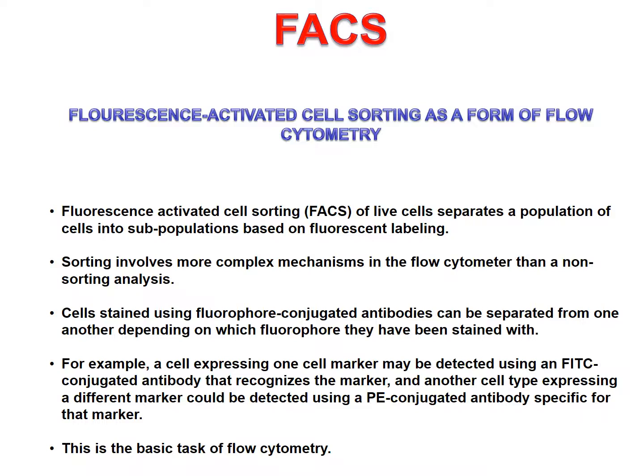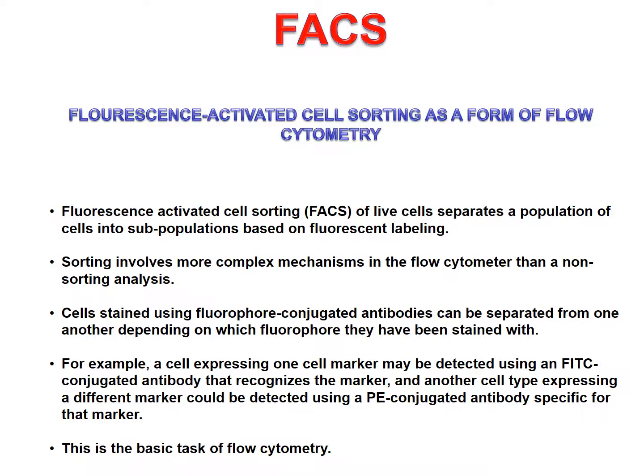And another cell type in that mix. So again, we've got a mix of cells here. So another type in that mix maybe has a different protein on its surface or a different lipid or carbohydrate. And that will be detected using a phycoerythrin conjugated antibody. That is a red wavelength fluor and specific for that marker.